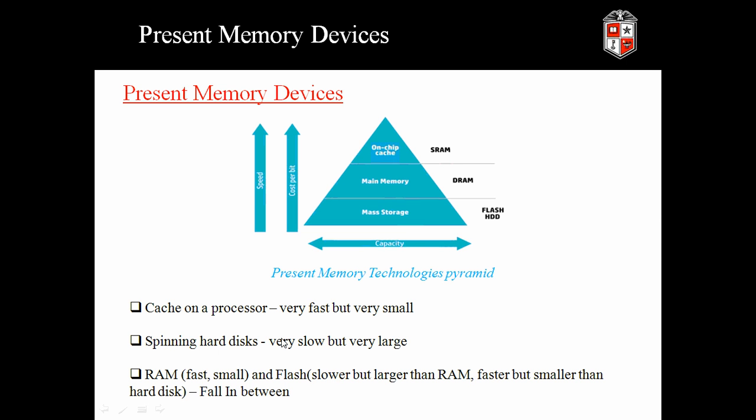Coming to the second one, spinning hard disks, which are very low in speed but can be produced in huge amounts and at a very cheap price. And coming to the RAM, random access memory has all the moderate features: moderate speed compared to on-chip cache and mass storage, it can be produced in moderate volumes, and the price is also in between on-chip cache and mass storage. But our memristor has all three features. That means it is very fast and can be produced in huge volumes at a very cheap price.